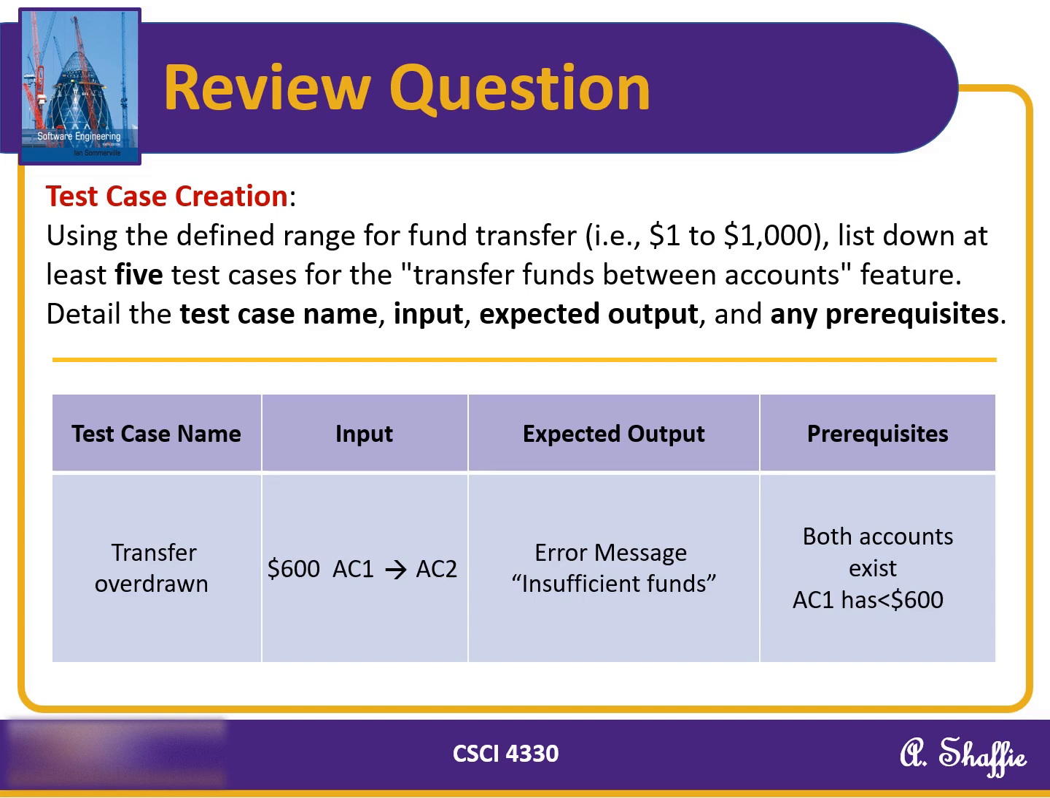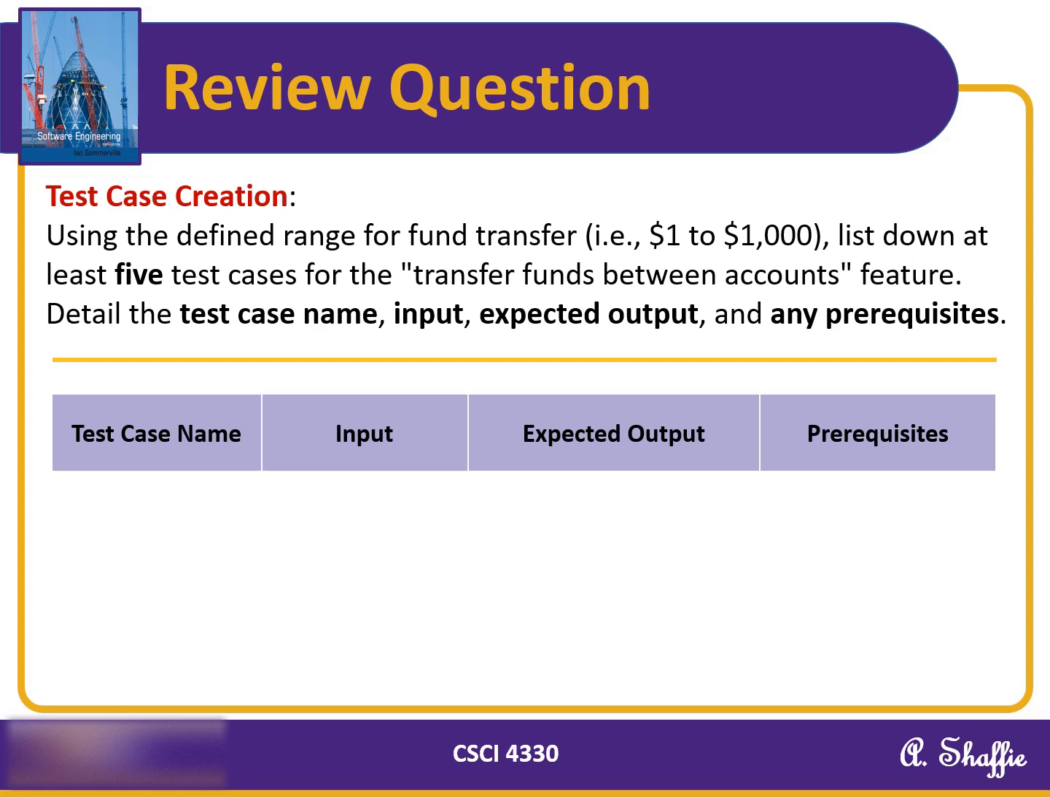This test case ensures that the system correctly identifies and prevents transactions when there are not enough funds in the source account, helping maintain accuracy and reliability in financial transactions. For the fifth test case, we will test transferring a negative amount. I will name this test case transfer negative amount.